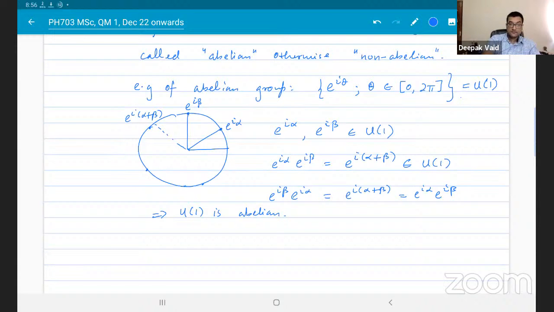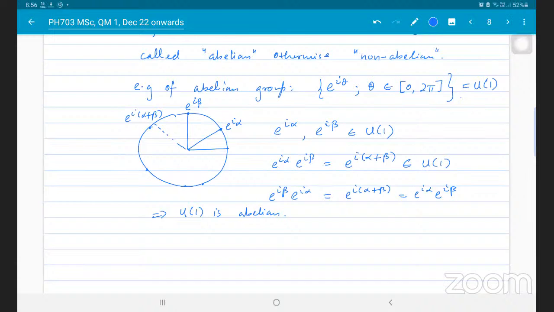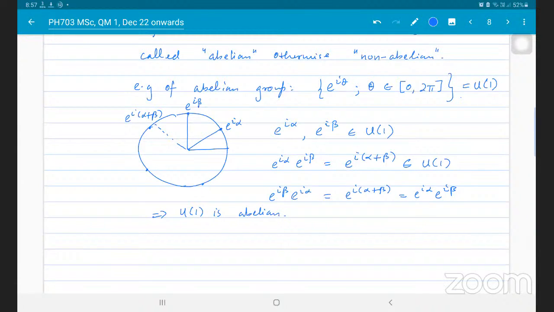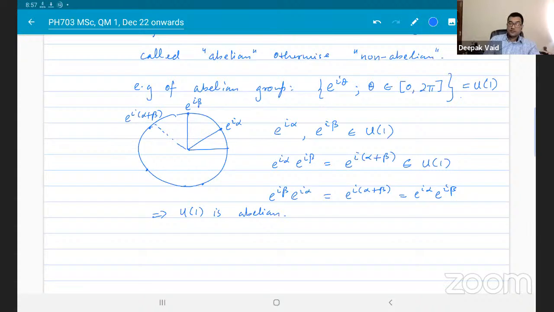Jatin? What does this group represent physically? Manoj? Reflection along diameter. Sorry? I missed what you said. Reflection along diameter of the circle. No, not reflection. Just think of it physically. What is going on here? You have a disk. You are just rotating the disk, right?